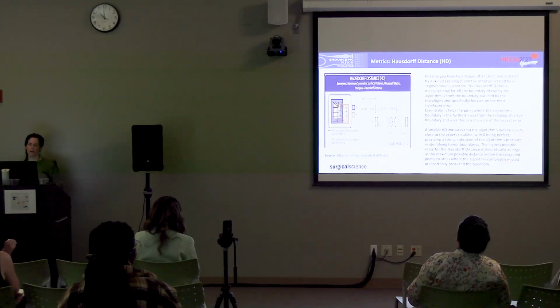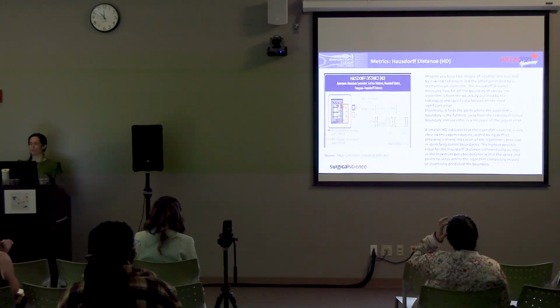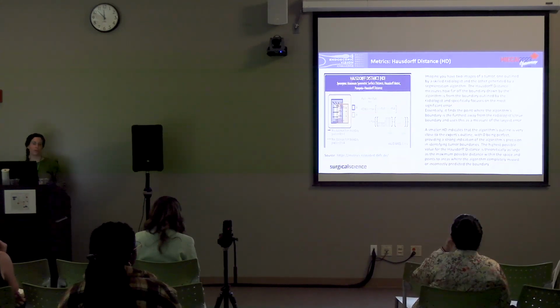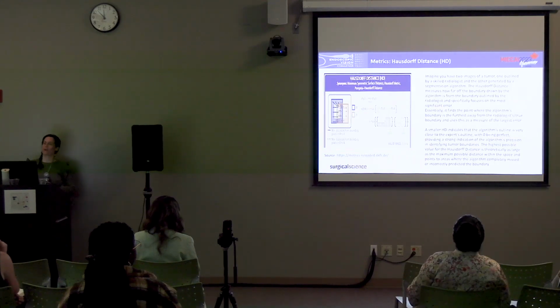The second metric is the Hausdorff distance, or HD. Essentially, it just finds the point where the predicted boundary is furthest away from the ground truth boundary and uses this as a measure of the largest error. A smaller HD indicates that the predicted outline is very close to the ground truth, where the higher the HD is, the more error there is.